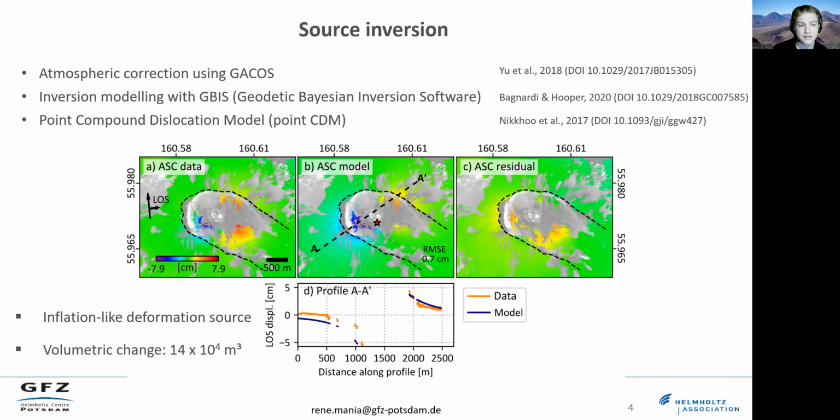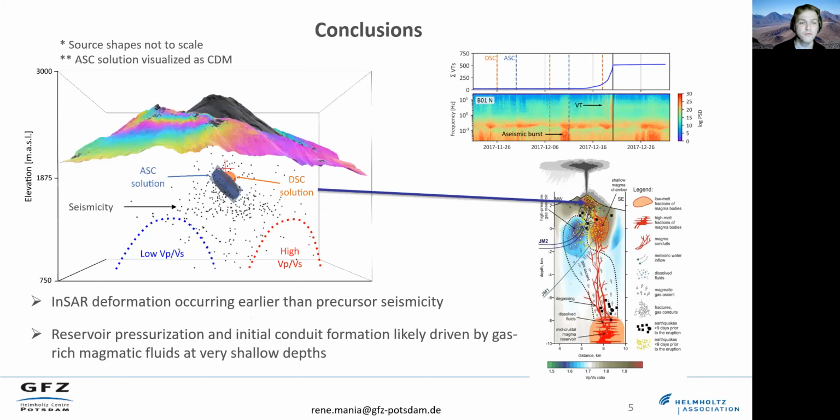In general, we can say that it was an inflation-like deformation source with a volumetric change of about 140,000 cubic meters. Now, when we look at the depth of the source, for the descending as well as for the ascending track, we can see that the location is fairly similar, but located above the previously inferred volcanic source, indicating that it's actually located in the carapace of the source.